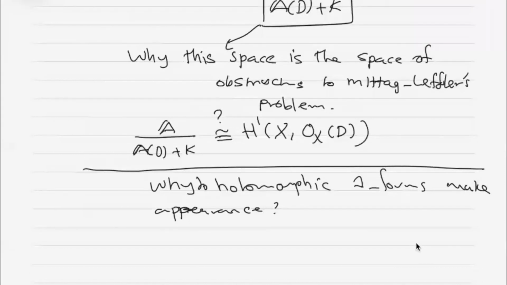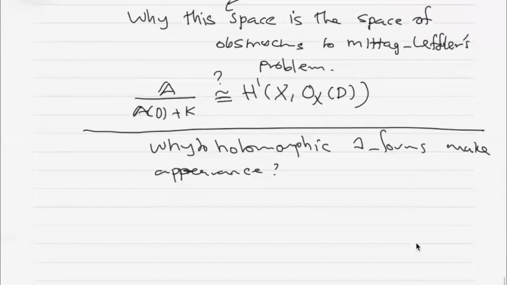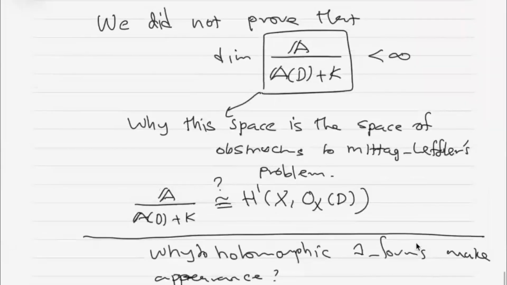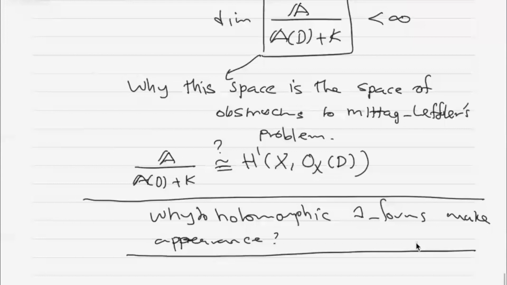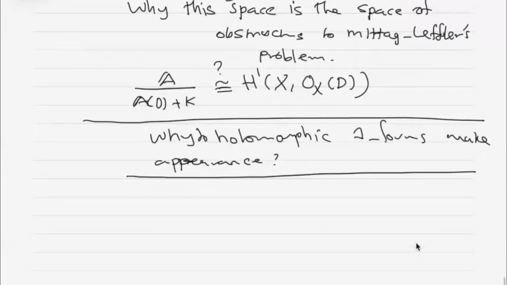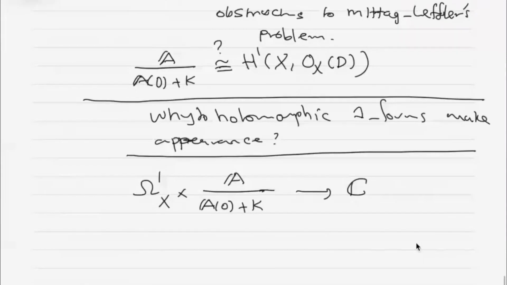Why do holomorphic one forms make an appearance here? This is actually the contribution that Roch had to the problem. I want to make a pairing between this space and C. The pairing is like this.